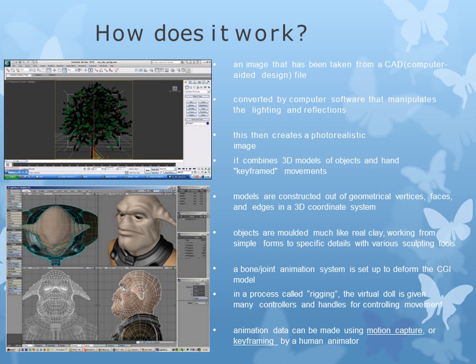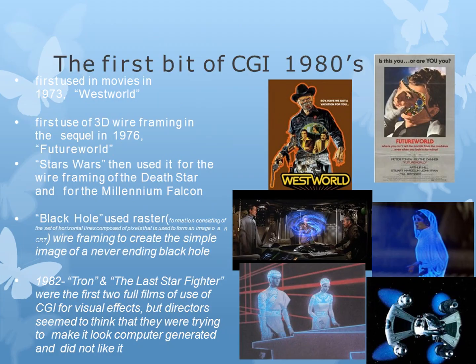This process is called rigging. The virtual doll is given many controls and handles for controlling movement. Animation data can then be made using motion capture or keyframing by a human animator.